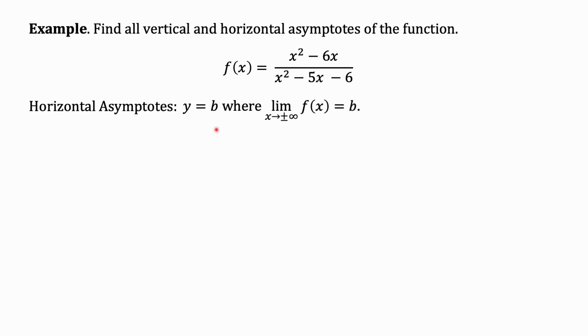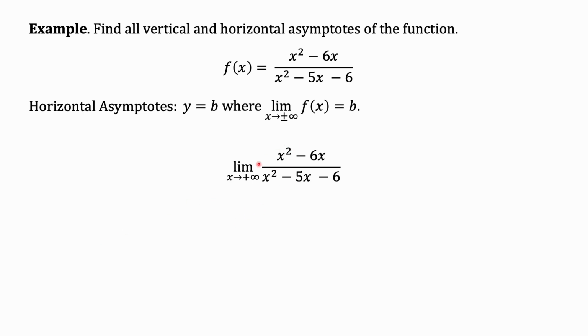A horizontal line has the equation y equals something, so y equals b, where the limit as x approaches plus or minus infinity is equal to that value b. So here we already know what limits we need to take. We need to take the limit as x approaches plus or minus infinity. I'm just going to do one of those two limits for us, the limit as x approaches positive infinity. You can work through the limit as x approaches minus infinity on your own. It's going to be very, very similar.